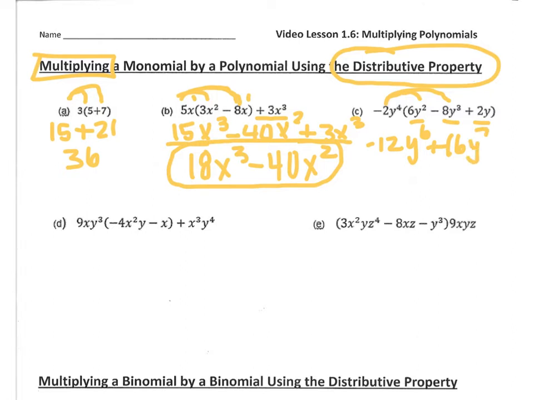And lastly, negative 2y to the fourth times 2y to the first. Negative 2 times 2 is negative 4. And y to the fourth times y to the first is y to the fifth. You end up with negative 12y to the sixth plus 16y to the seventh minus 4y to the fifth, and you're done because there are no like terms to combine.